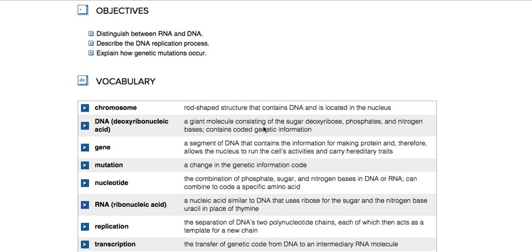All right, and that twisted ladder, okay, has sides, or rails, if you will, that are made up of repeating units of the sugar deoxyribose and phosphates, high energy phosphate groups. Okay. And then the inside of that ladder are the rungs, which are the nitrogenous bases. And those are really the blueprint for life, if you will. Okay. Those are really what determine, okay, the information that will eventually become proteins.